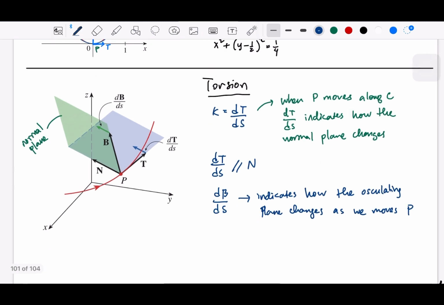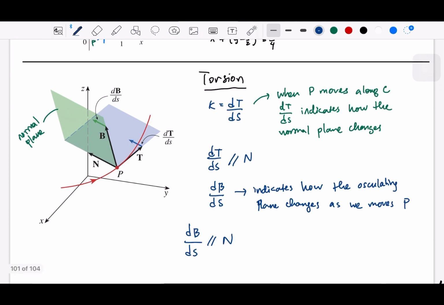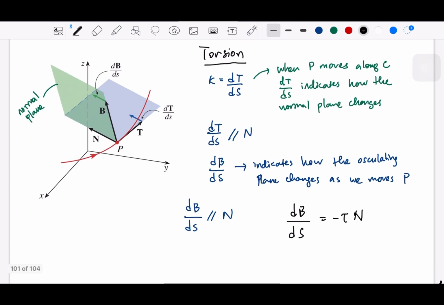And then dB/ds is parallel to the N, right? In other words, if two vectors are parallel, then the difference between those two is just a scalar multiplication, right? So we can have a scalar, and let's rename the scalar as tau. So tau is a scalar.